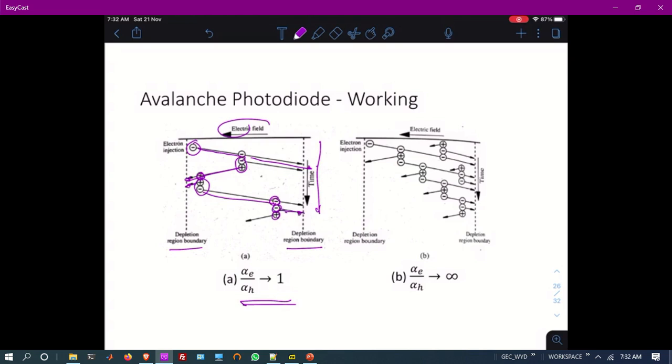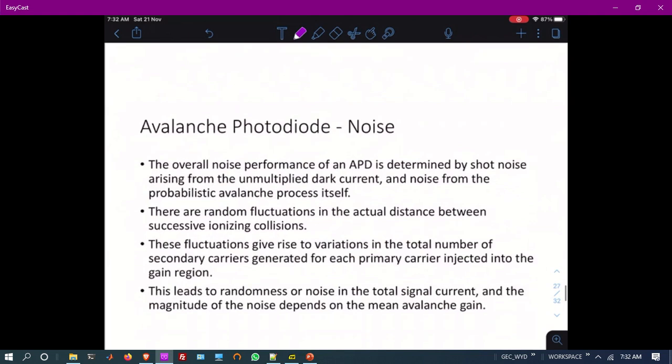So for every electron which is generated, you will have one electron out and one hole out to the external circuit. But if you consider this, for every electron created, it has two electrons moving out. Okay, and you can see this also, although the hole is only one, the electrons moving out are more. So for every electron, there are at least two more electrons going to the external circuit, and this is the case where alpha e by alpha h tends to infinity.